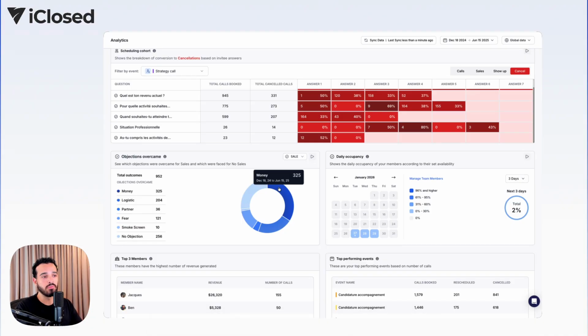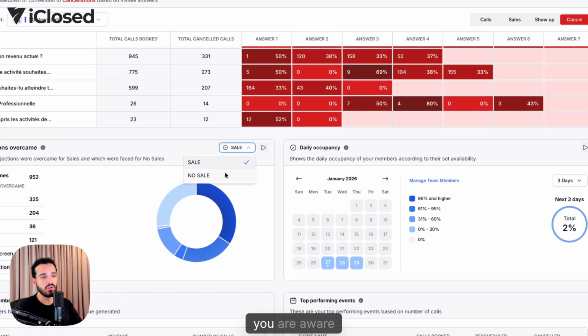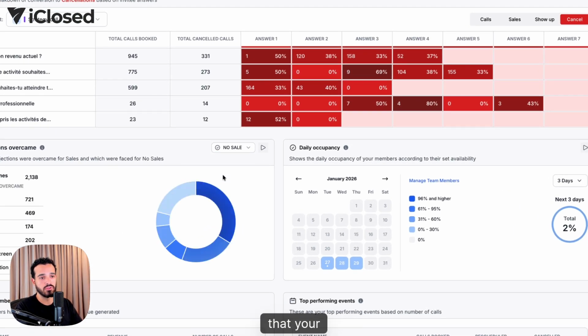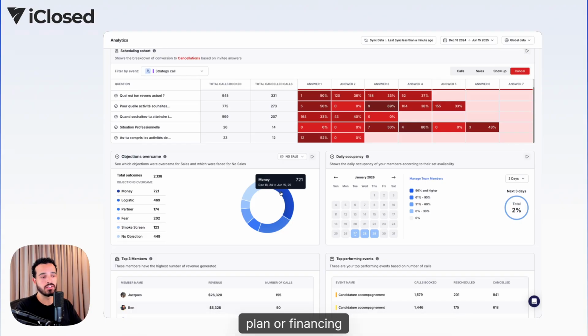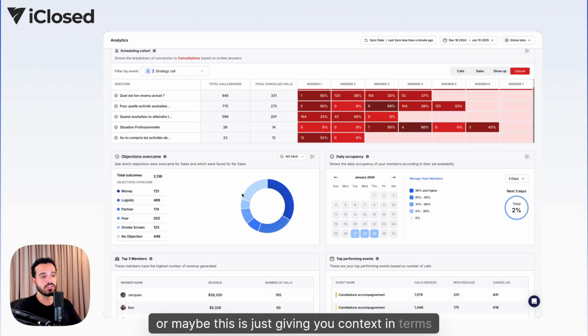For example, maybe looking at this, you are aware that your money objection is coming up too frequently, and maybe you need to introduce some sort of payment plan or financing option for your leads, right? Or maybe this is just giving you context in terms of where your closers need the most training, where they need to do the most role play, and where they need the most help.